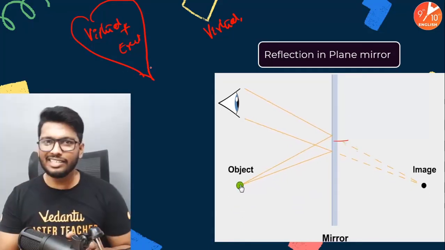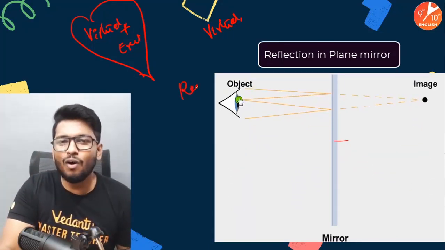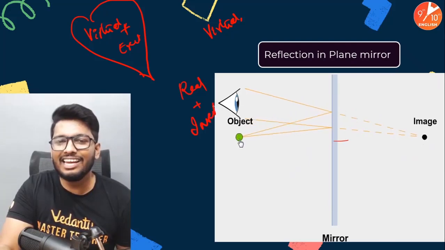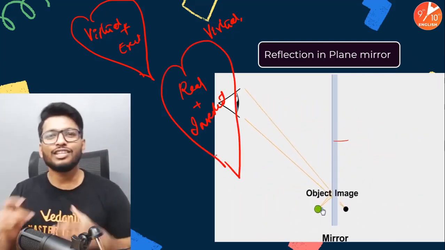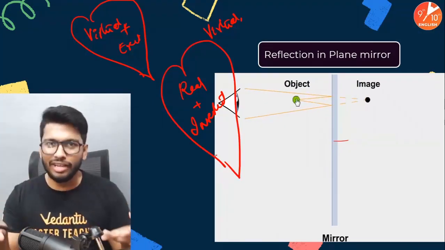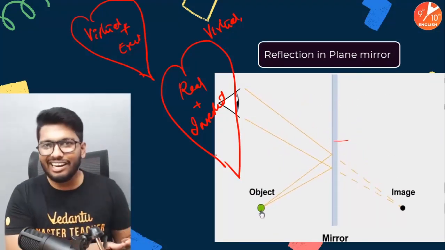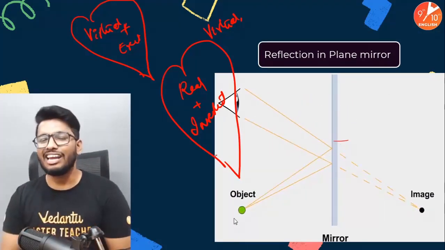Virtual images are always erect in nature, and real images are always inverted in nature. Again, they are also like a beautiful little old couple. All right, so this is a kind of jodi that never breaks. All virtual images are erect in nature, all real images are inverted in nature.